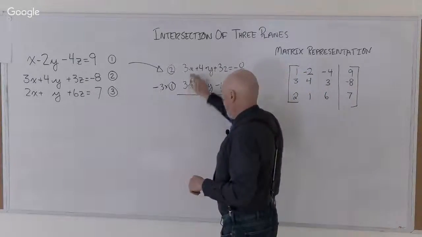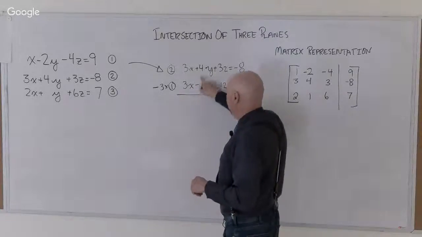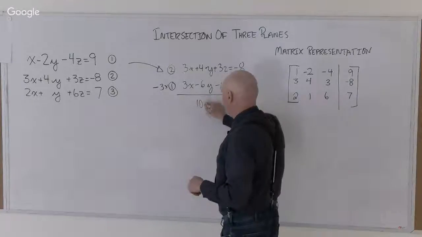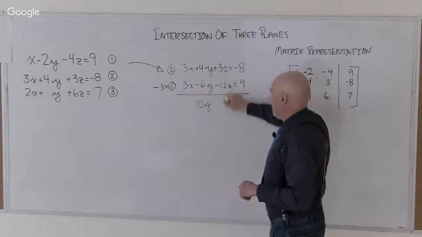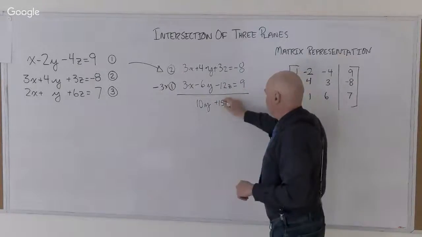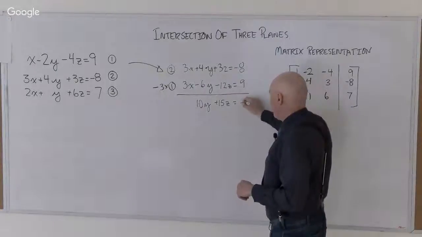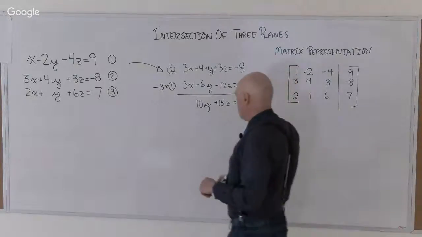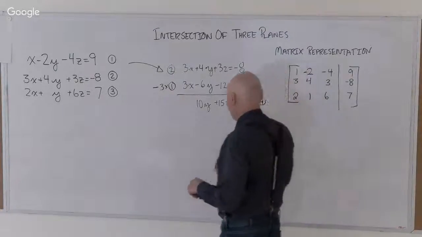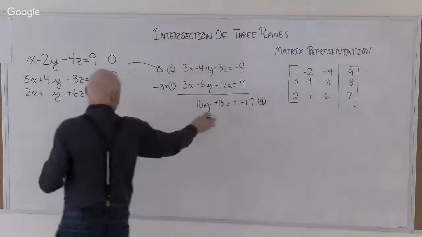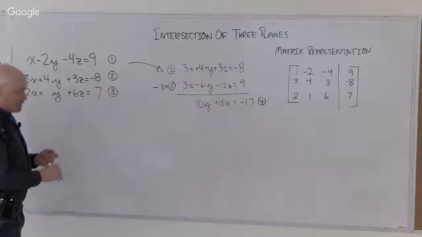I've gotten rid of my x here, and I'm going to subtract -6 from 4. So it's very easy to get into trouble because it's easy to forget subtracting negatives or adding. Plus 15z equals -8. Subtract 9 is -17. That is a homely result. I'm going to call this equation 4. Okay, so now I have this equation, and it is one equation with 2 unknowns.